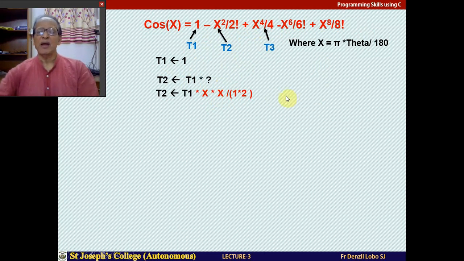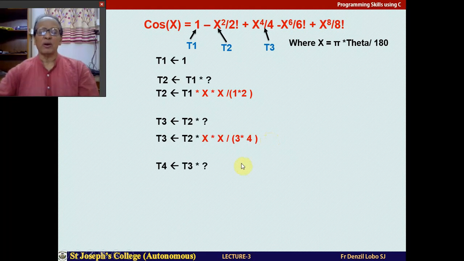Now T3. How do I get T3? I have to multiply T2 by x squared, so you get x to the power 4. How do you get T3? T2 into x squared, and I need 4 factorial. Already I have got 1 and 2. Therefore, I need to multiply by 3 and 4. Automatically it becomes 4 factorial, because T2 contains 1 and 2. When you divide by 3 and 4, it is going to be 4 factorial. Please remember, I have made a mistake there. And so that is T3.